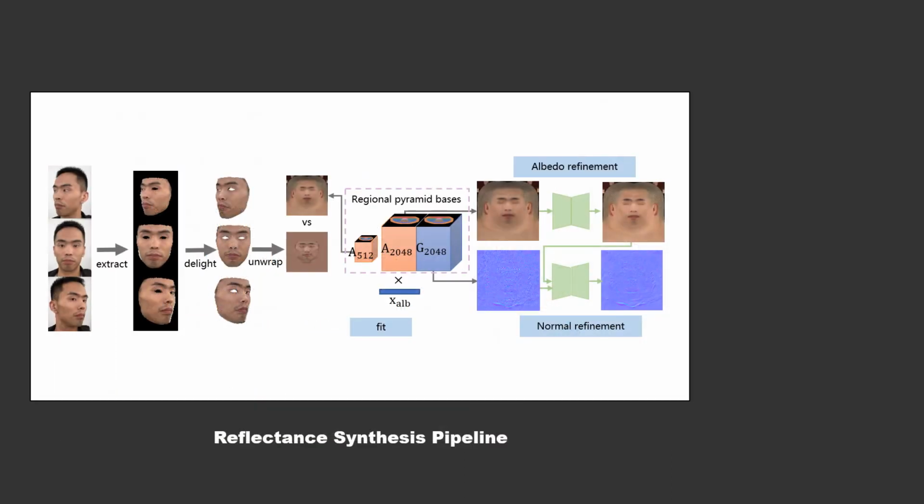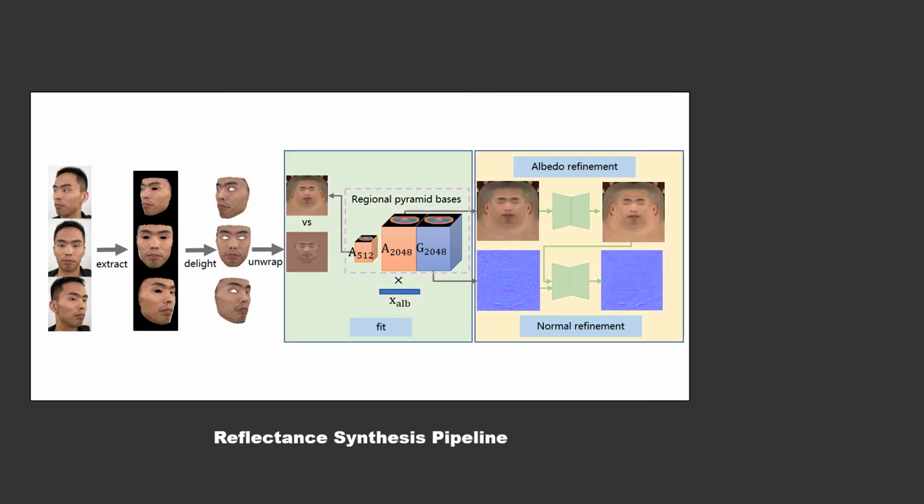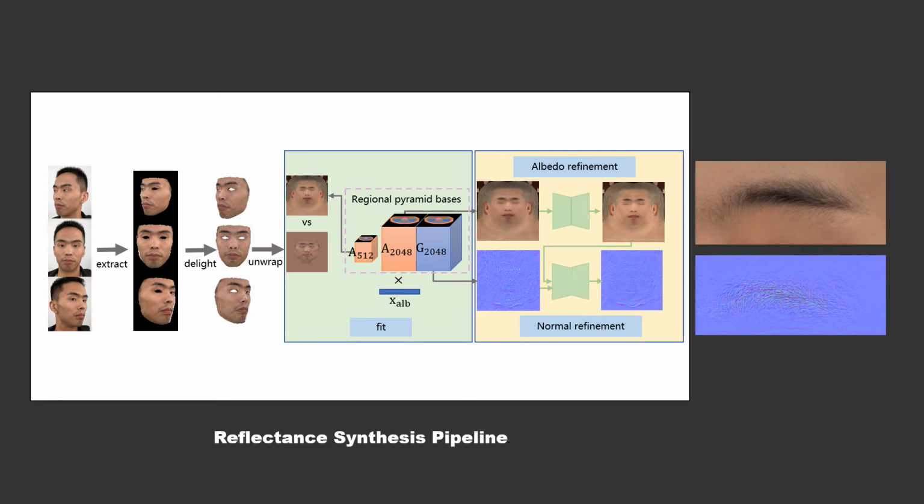For reflectance synthesis, we propose a hybrid approach that combines parametric fitting and CNN-based refinement models to synthesize high-resolution albedo and normal maps. The parametric fitting is based on a set of novel pyramid bases constructed by considering variations in multi-resolution albedo maps, as well as high-resolution normal maps. Faithful but over-smoothed high-resolution albedo and normal maps can be obtained in the fitting step. GAN-based networks are then employed to refine the albedo and normal maps to yield realistic details like eyebrow hair, lip wrinkles and facial skin pores. Please see our paper for more details.